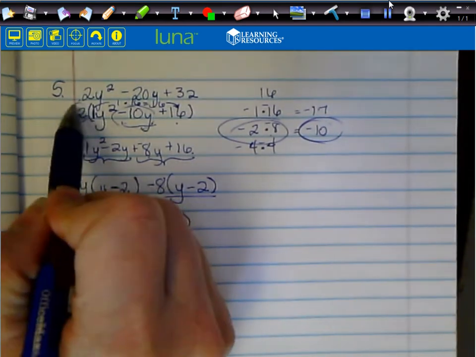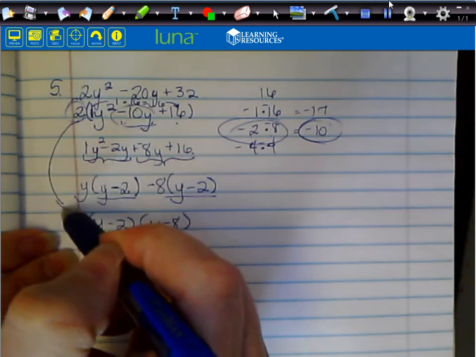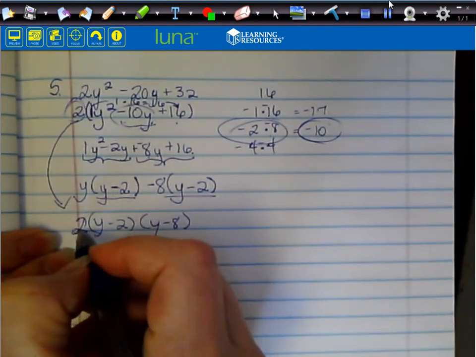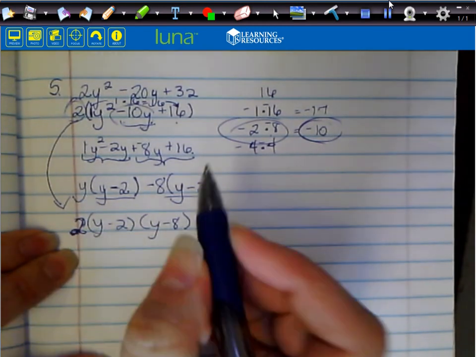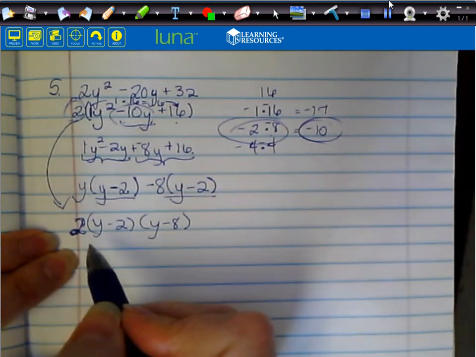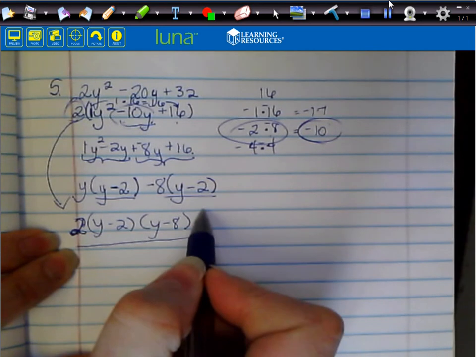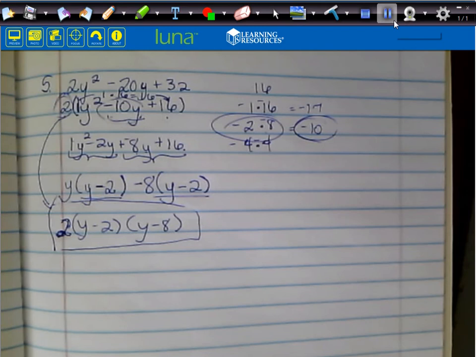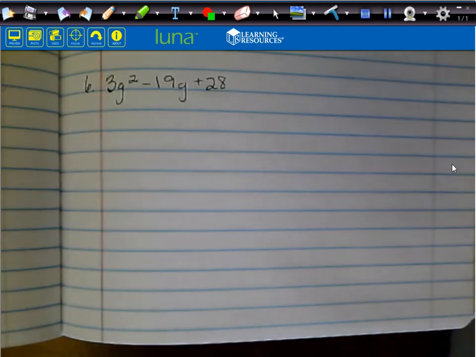Now, don't forget, this 2 up here that I factored out to begin with has to come all the way down here and go in front. So my final answer is 2, open parentheses, y minus 2, y minus 8. Make sure that you have all of that down before you move on. All right, go ahead and get down number 6. It is 3g squared minus 19g plus 28.